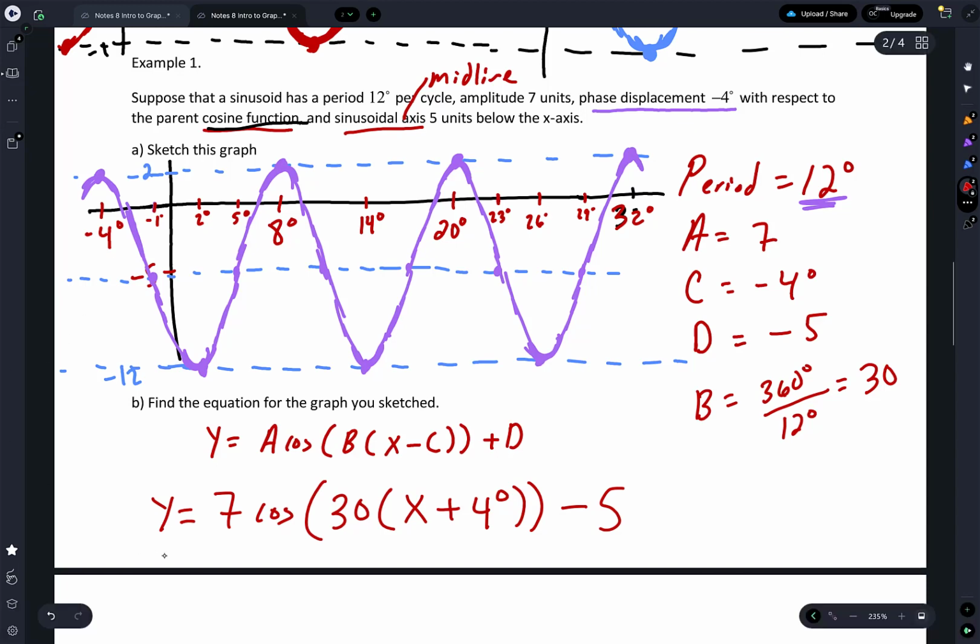How do we feel? Okay. All right. Real quick, guys. Check this to make sure that it's correct. How do you check it?